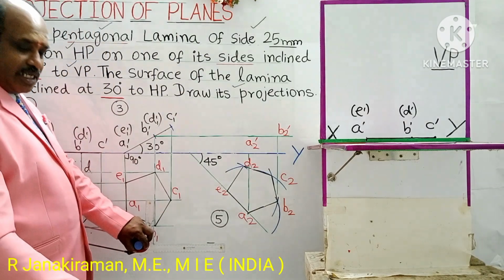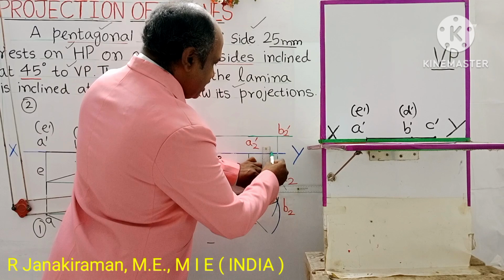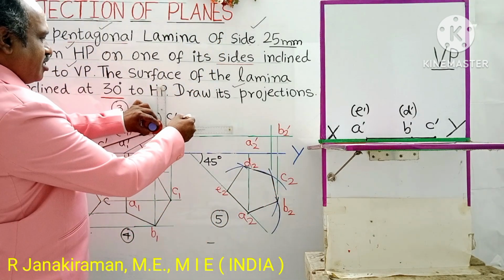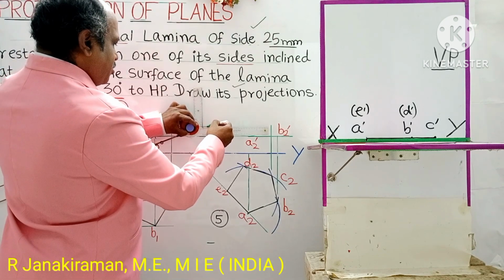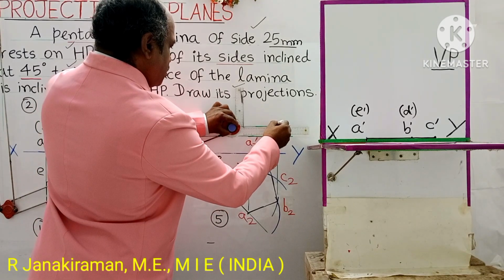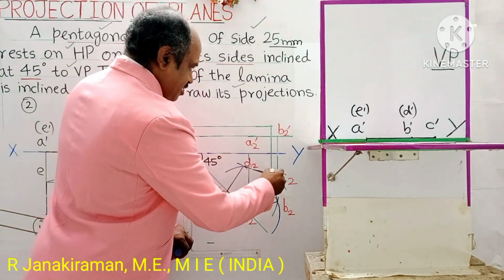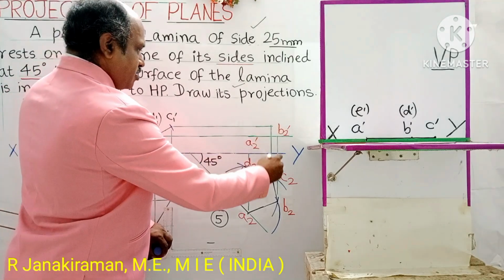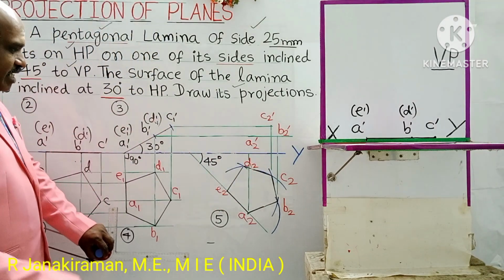So the next point is C. Don't jump the points, go in sequence. From C you draw vertical projector C2. Then you draw a horizontal projector from the previous diagram, C2 dash, C1 dash. Both will intersect here. This point shall be marked as C2 dash. This is C2, this is C.